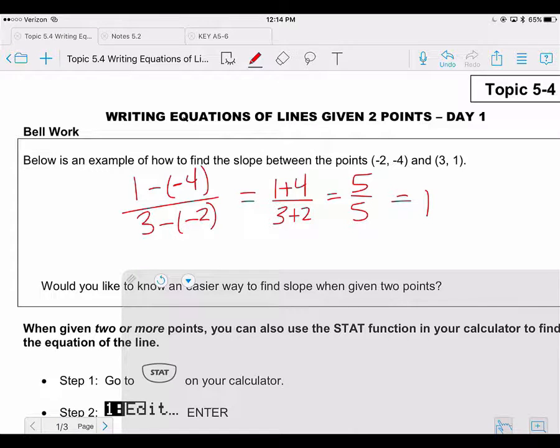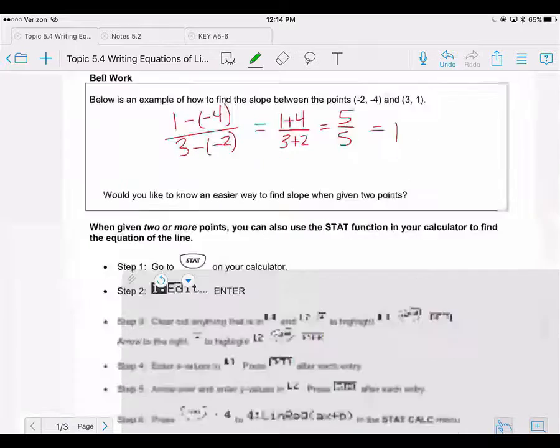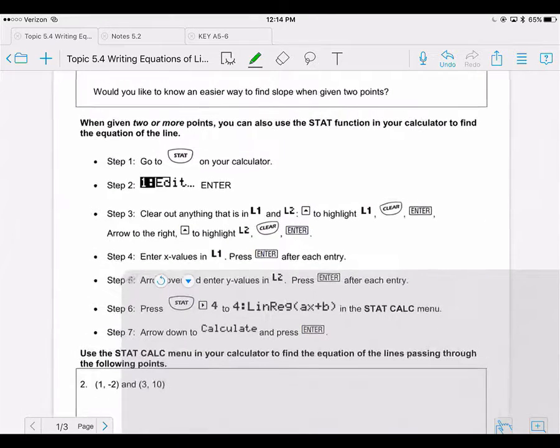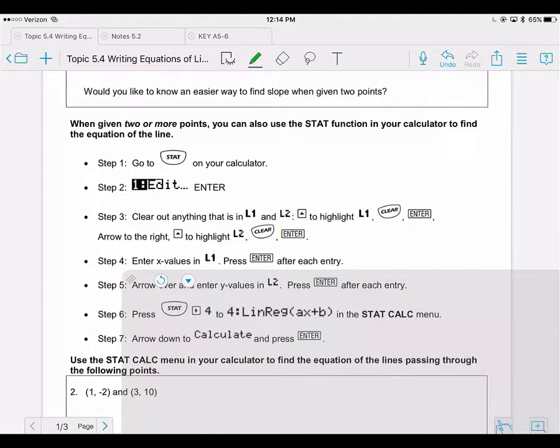So this below is an example of how to find the slope between 2 points, and they are asking if we would like to know an easier way. Absolutely. How can we do this without having to do it by hand? They tell us when given 2 or more points, you can also use a stat function in your calculator to find the equation of a line.